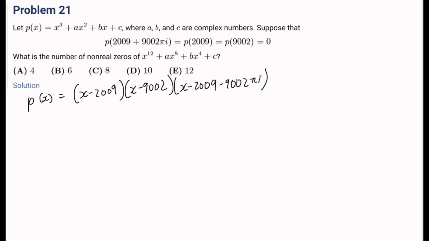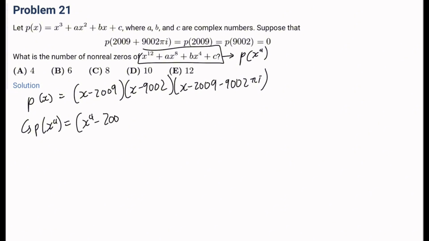But then this is just p of x to the 4th power, right? Because we put x to the 4th power instead of x, right? And so p of x to the 4th power is going to give us (x to the 4th minus 2009)(x to the 4th minus 9002)(x to the 4th minus (2009 minus 9002 pi i)).